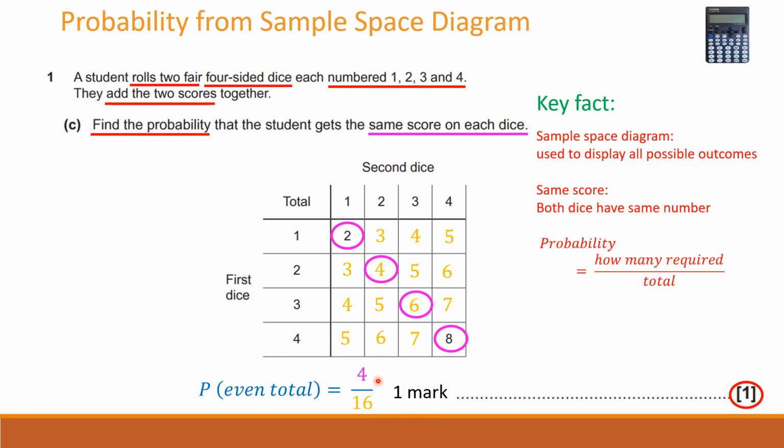Note these numbers are both even, so you could halve the numbers and halve them again, which will give you 1/4, or 4 divided by 4 is 1, and 16 divided by 4 is 4. So either of these answers, writing it as 4 over 16 or 1/4, would give you the 1 mark in the exam.